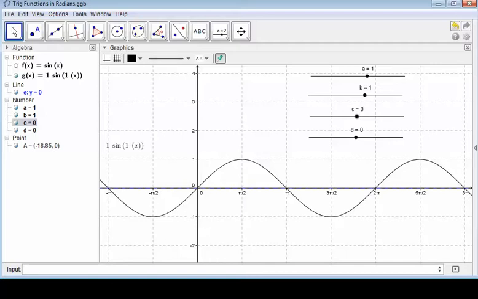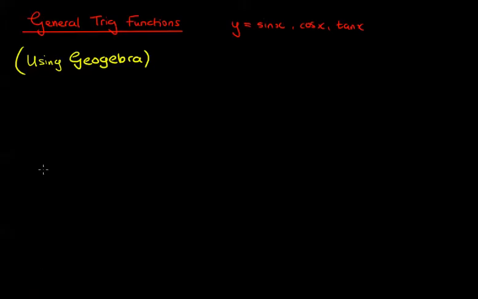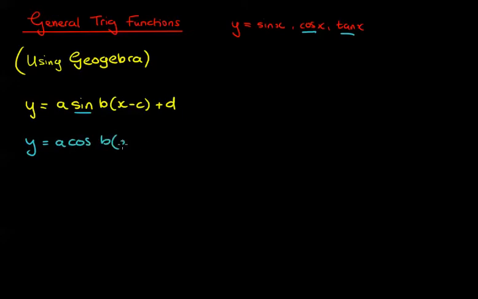So if you download the piece of software and then download this file, then we can see what changes we can make to the graph. Now here's the general template for a trig function. All trig functions look like this: y equals a sine b bracket x take away c, plus d. I can replace the sine with any one of these, any cos or tan. So y equals a cos b bracket x take away c, plus d.